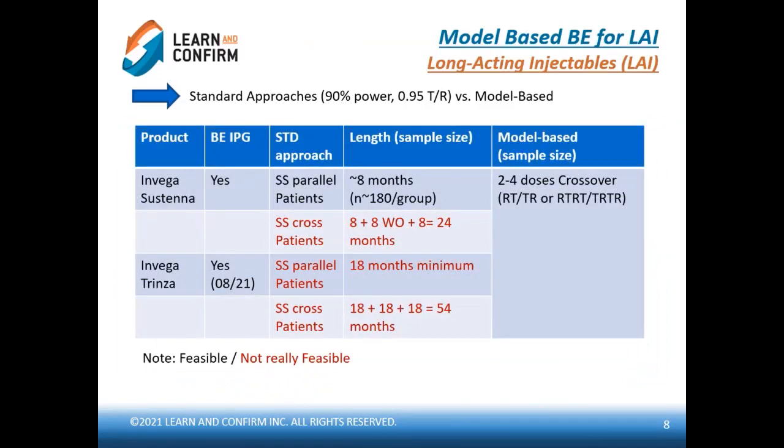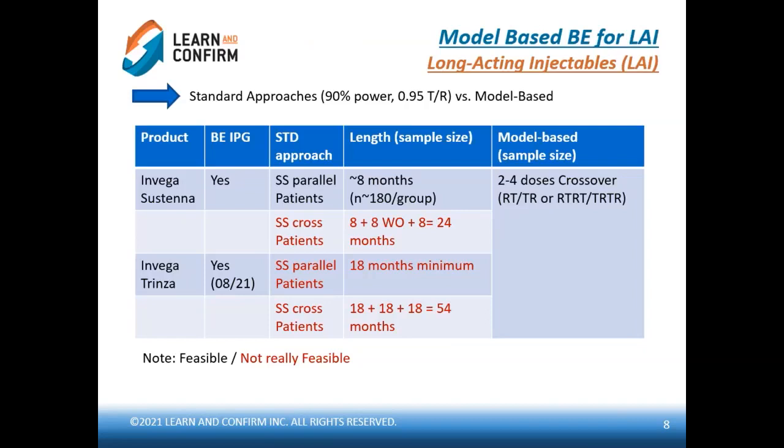On this table here is presented the examples for the paliperidone long-acting injectables, Invega Sustenna or Invega Trinza. Invega Sustenna is a once-a-month product, so it is similar to Abilify Maintena in that a steady-state parallel design is feasible, although very difficult. 8 months study duration in 2 different groups of at least 180 patients per group, so it's still very, very difficult to do. But a crossover design is really not feasible because it would last 24 months.